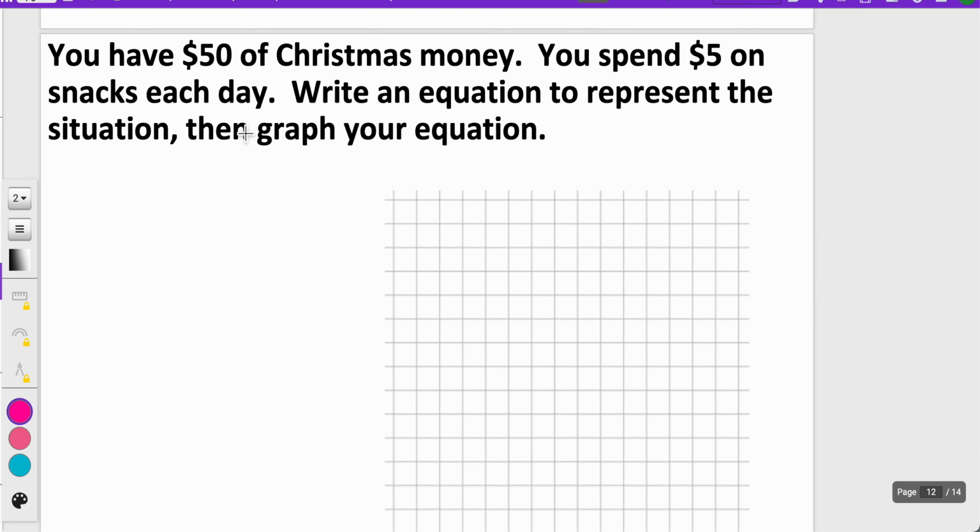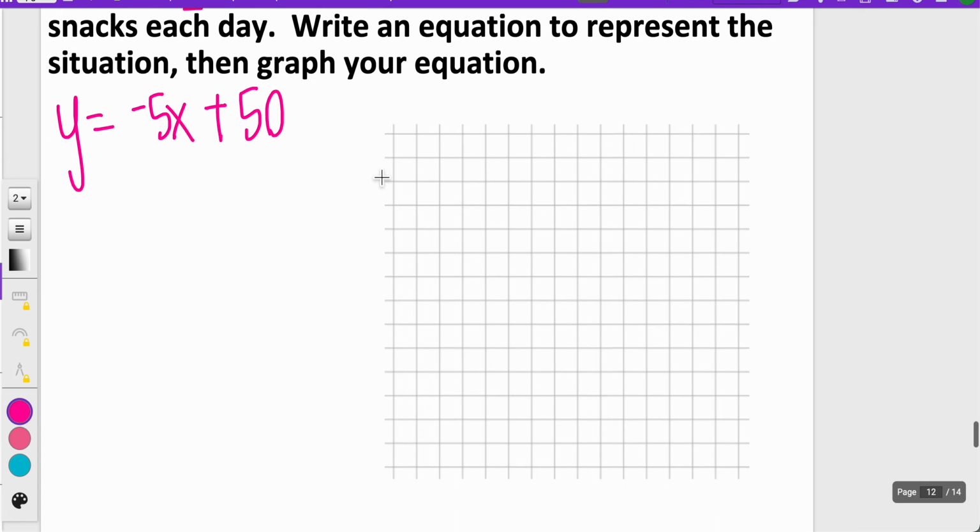Same type of deal here. You have $50 of Christmas money. You spend $5 on snacks each day. Write an equation to represent the situation, and then graph your equation. I do have $50 of Christmas money, so that's a positive 50. That's where I'm starting. But when I spend $5 every day, that's a negative slope. So I'm taking away $5 per day. So y is equal to negative 5x plus 50.